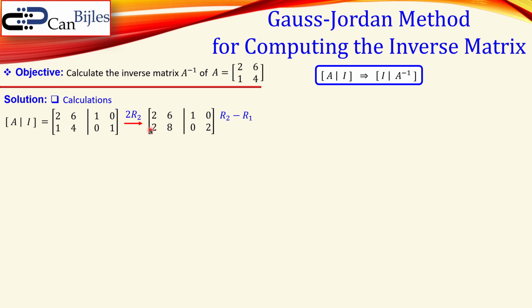Next step is I will do row 2 minus row 1. This is the basic row reduction or elimination in the Gaussian elimination method or Gauss-Jordan elimination method. We have also discussed it in the previous videos. Now we will do that. So we go one by one. So element-wise, you do 2 minus 2, 8 minus 6, etc. So we see here that the result 2 minus 2 is 0. 8 minus 6 is 2. 0 minus 1 is minus 1, and 2 minus 0 is 2.